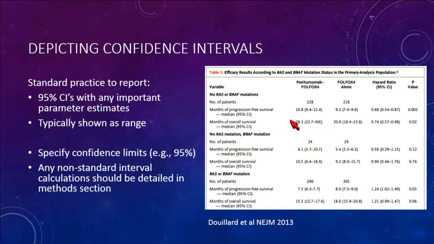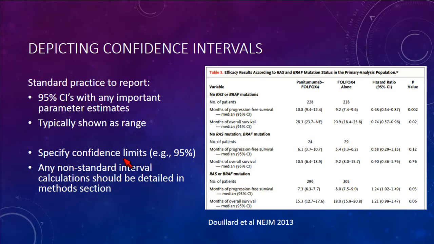Now, this value is very interesting, the months of overall survival, because we have our central value here, 28.3 months, but you see the confidence interval ranges from 23.7 to not estimable. And that means that they haven't encountered enough events to get to a 95% upper limit, and so they couldn't estimate how high the upper limit was in this value. And that is a perfectly legitimate thing to do when you're dealing with censored data like this.